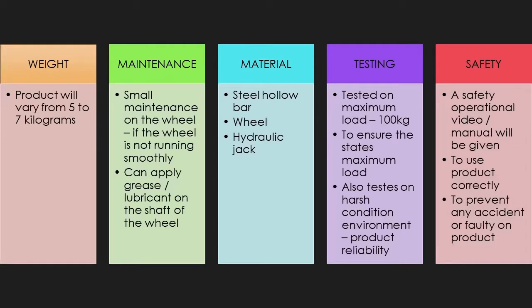Weight, product will vary from 5 to 7 kilograms. Maintenance, small maintenance on the wheel if the wheel is not running smoothly. Material, steel hollow bar. Wheel, hydraulic jack. Testing, test on maximum load, which is 100 kg. Safety, a safety operational video will be given.